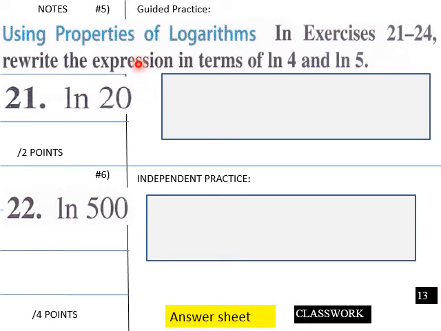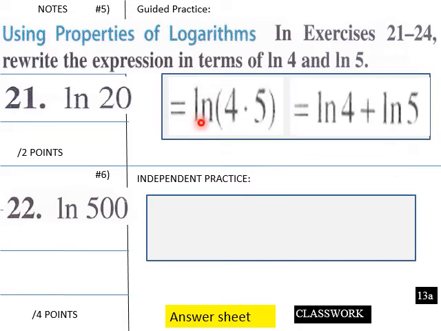So let's get into a guided practice now. Rewrite the expression in terms of natural log 4 and 5. Those are factors of 20. And then down here, students, that's on you. But we're going to do 21, so pay attention. Natural log 4 times 5 would be natural log 4 plus natural log 5. So you could simplify that, natural log 20, into this here.